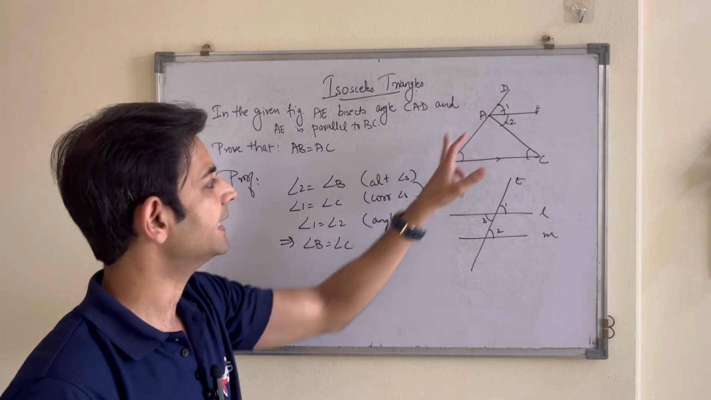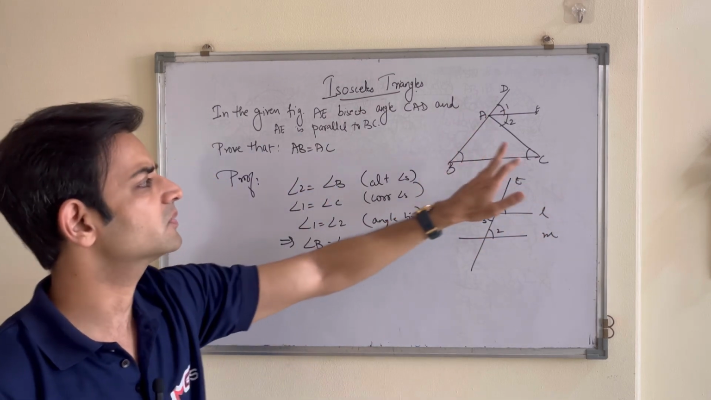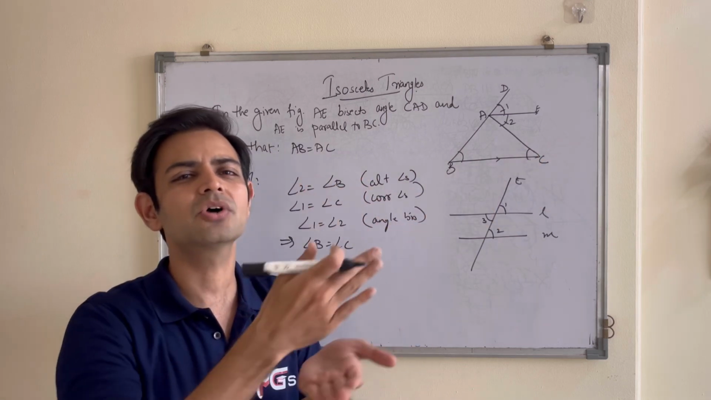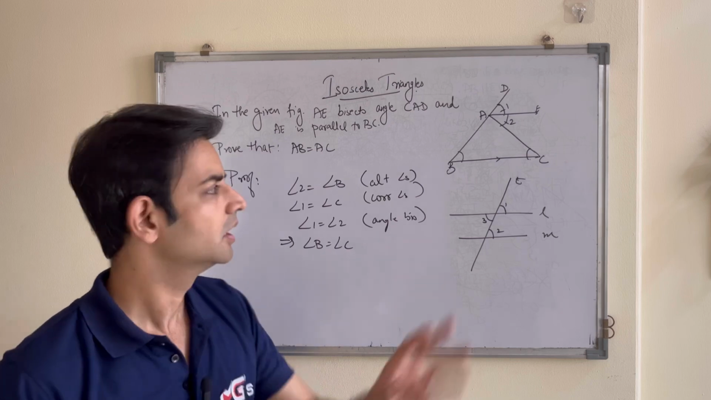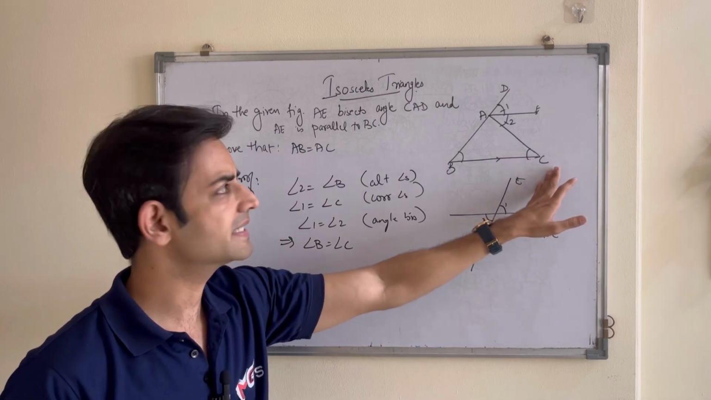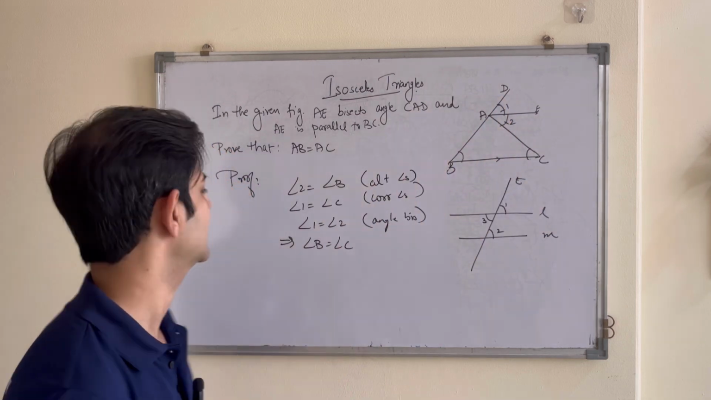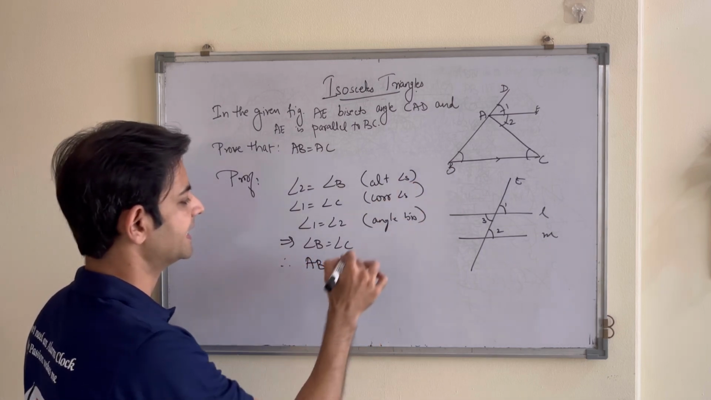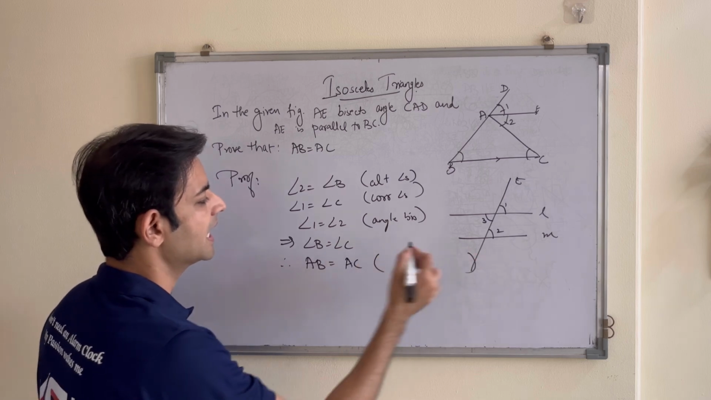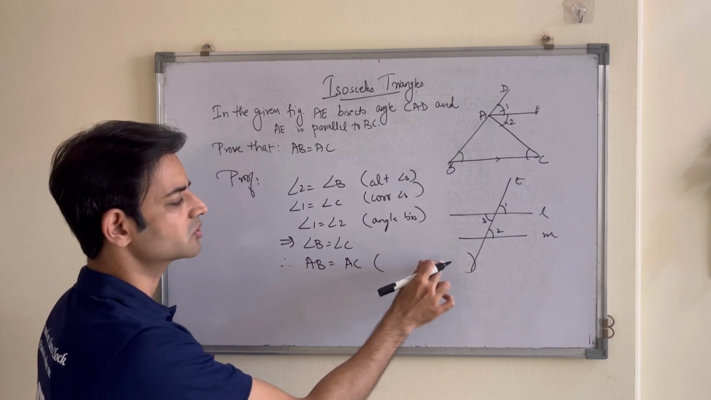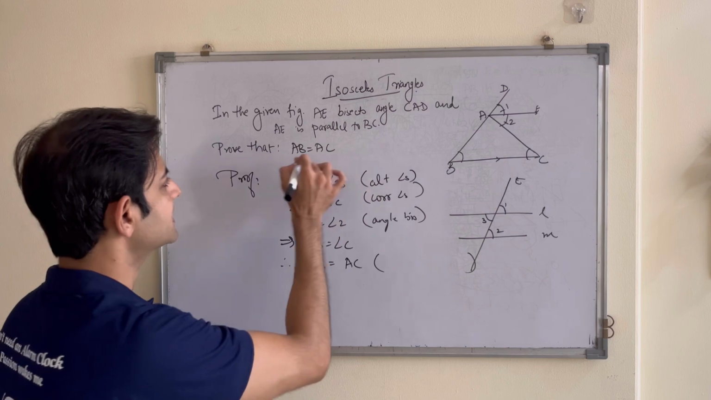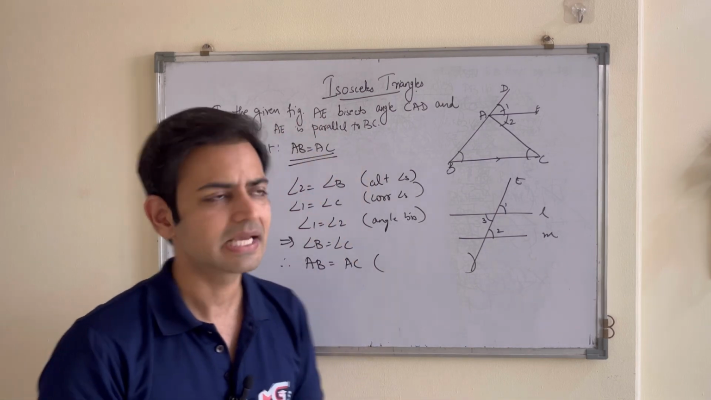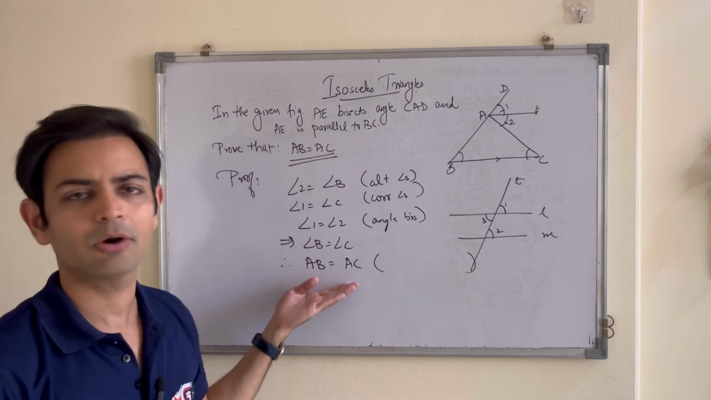Now in triangle ABC, when angle B is equal to angle C, then we know that sides opposite to equal angles are equal. So the sides opposite to B and C are AC and AB. Therefore AB is equal to AC because sides opposite to equal angles are equal. With that, we prove what the question asked us to prove. So that is how we prove it here.